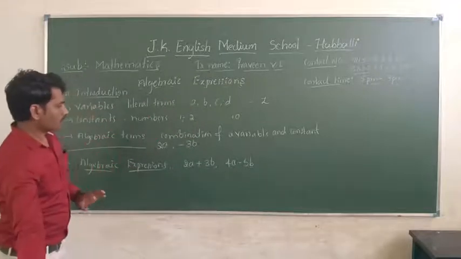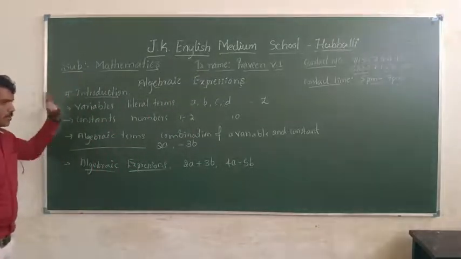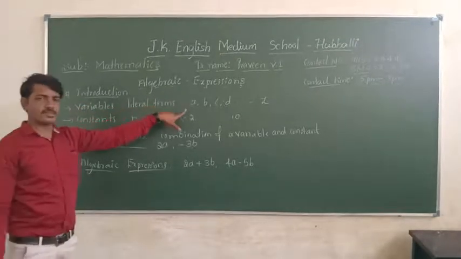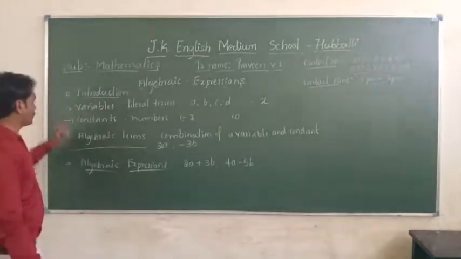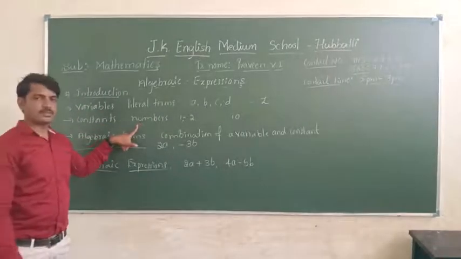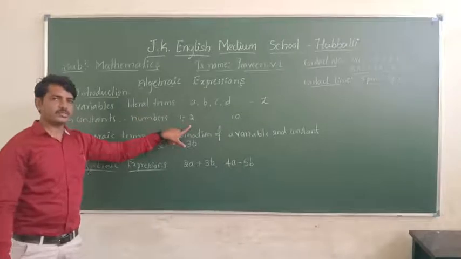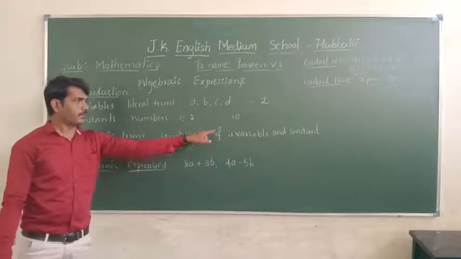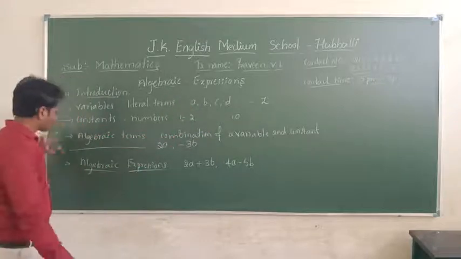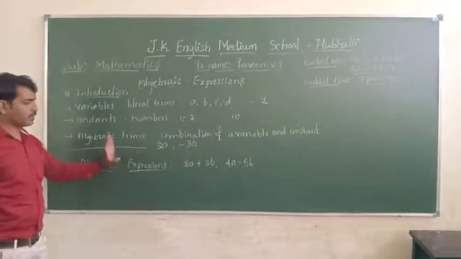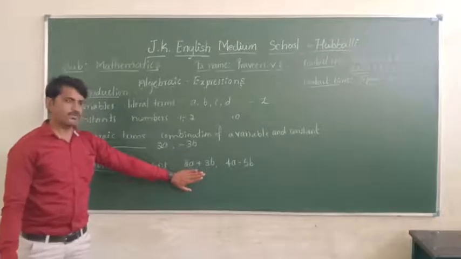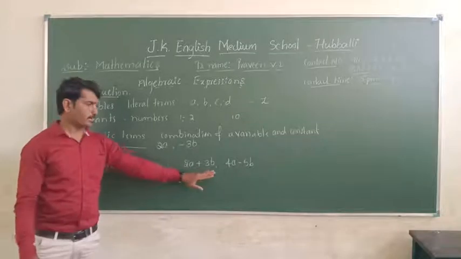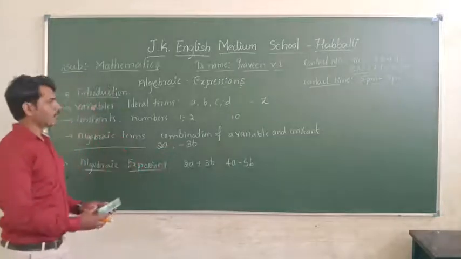So the next point is, up to here you have learned variables do not have a fixed value, for example a, b, c, d. Constants means numbers, so these have fixed values. Algebraic terms are the combination of variable and constant. Next, an algebraic expression is nothing but the combination of two or more algebraic terms, for example, 2a plus 3b or 4a minus 5b.